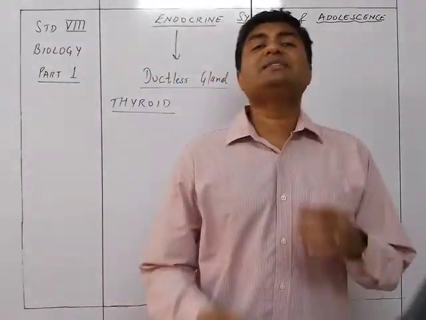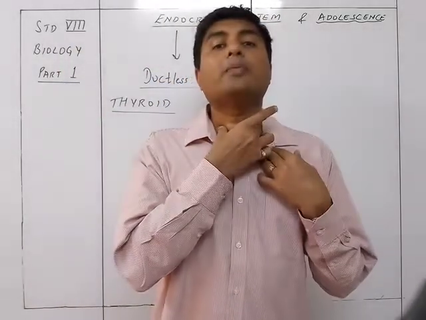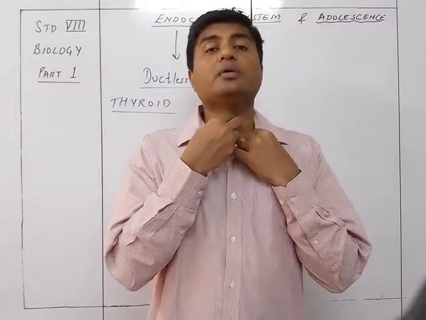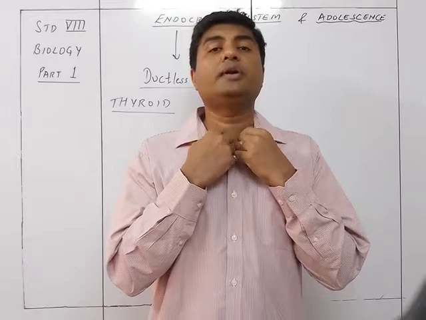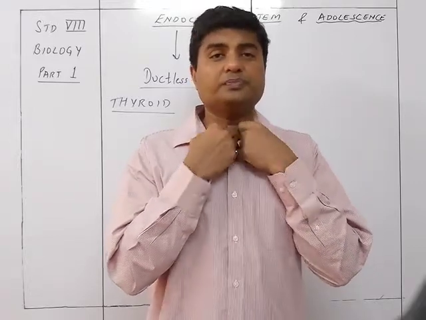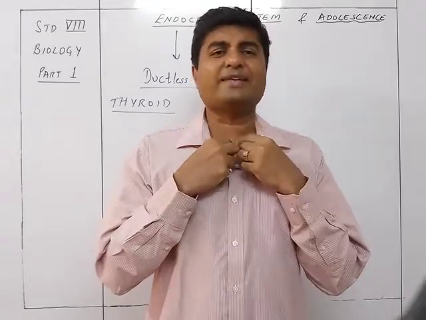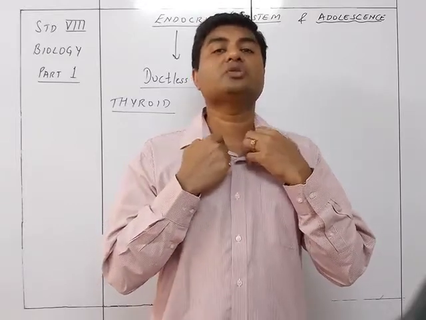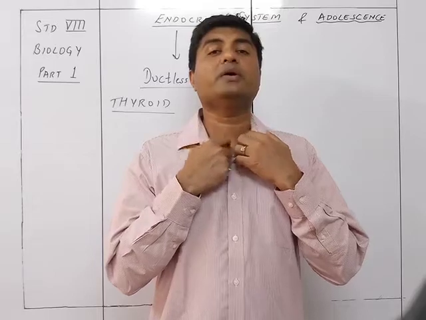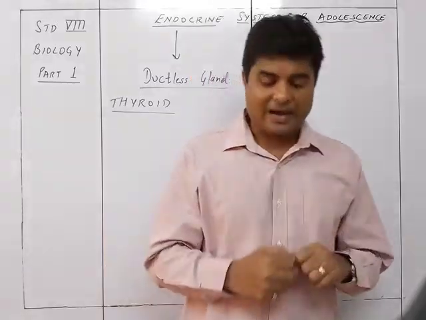The thyroid gland is situated over here, okay, in the neck below the larynx. A butterfly-shaped double lobe, 2 lobe structure. Like how a bow tie is worn, like that, from here to here. So this bow-like structure over here is the thyroid gland.